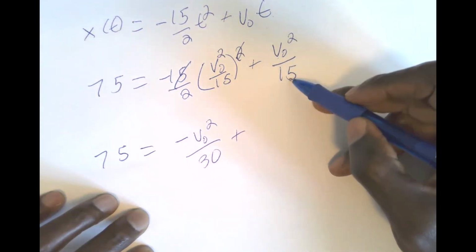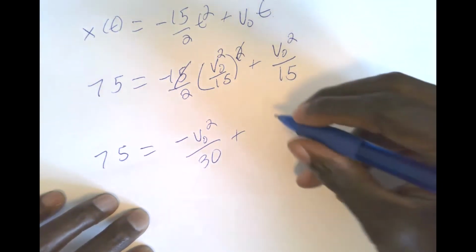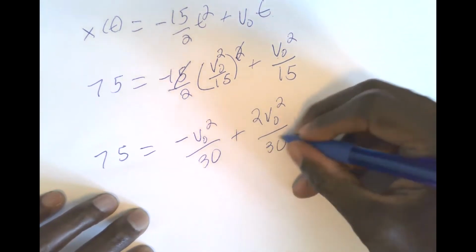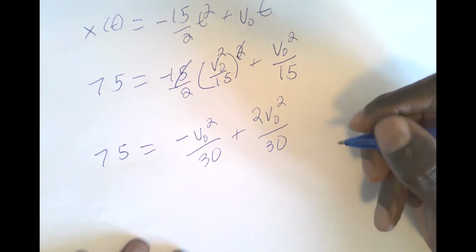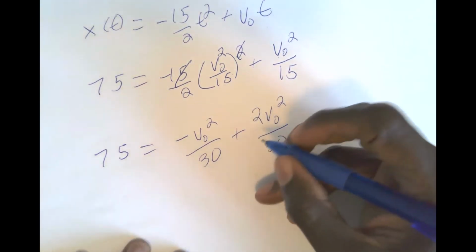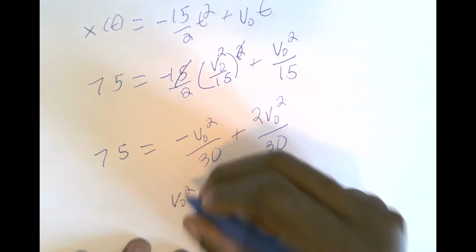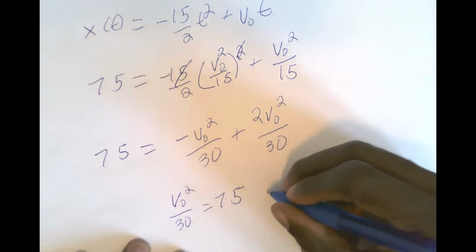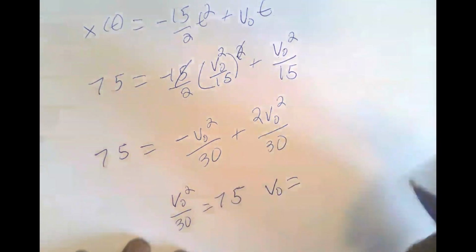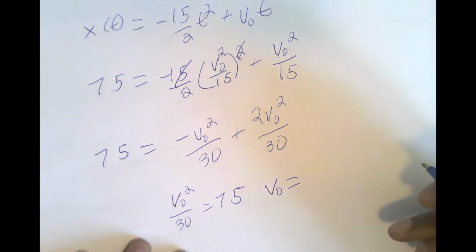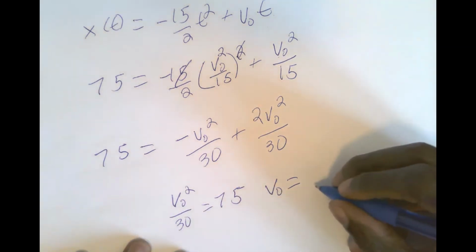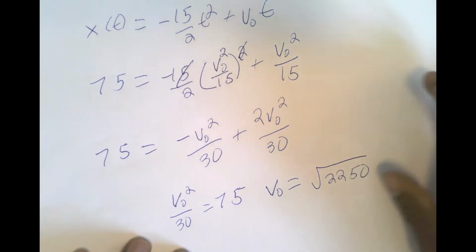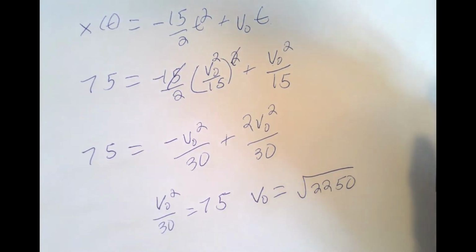I have v naught squared over 15. I'll multiply by 2 over 2. So plus 2 v naught squared over 30. And if I add those two together, I'll just get v naught squared over 30. So v naught squared over 30 equals 75. And now all I have to do is multiply by 30. That's 2,250, and take the square root. So v naught is the square root of 2250.